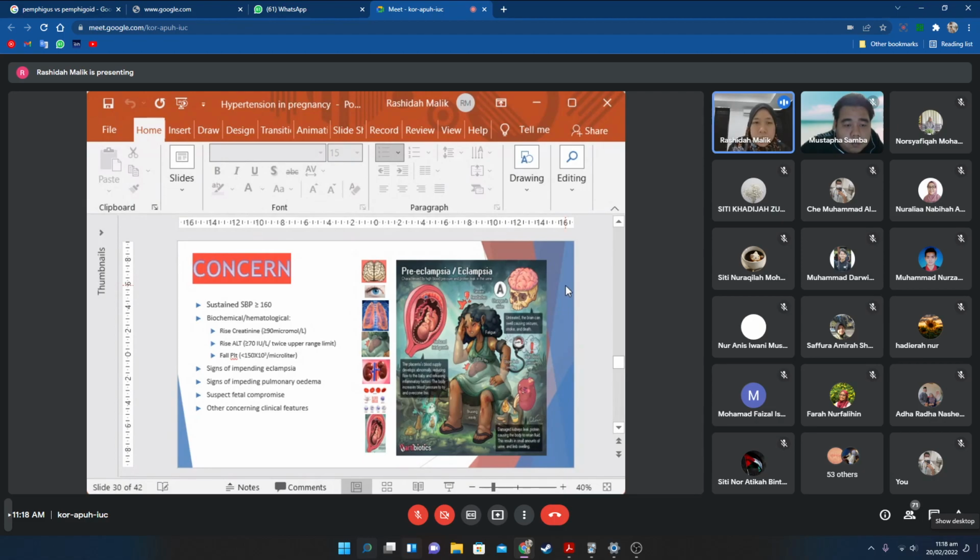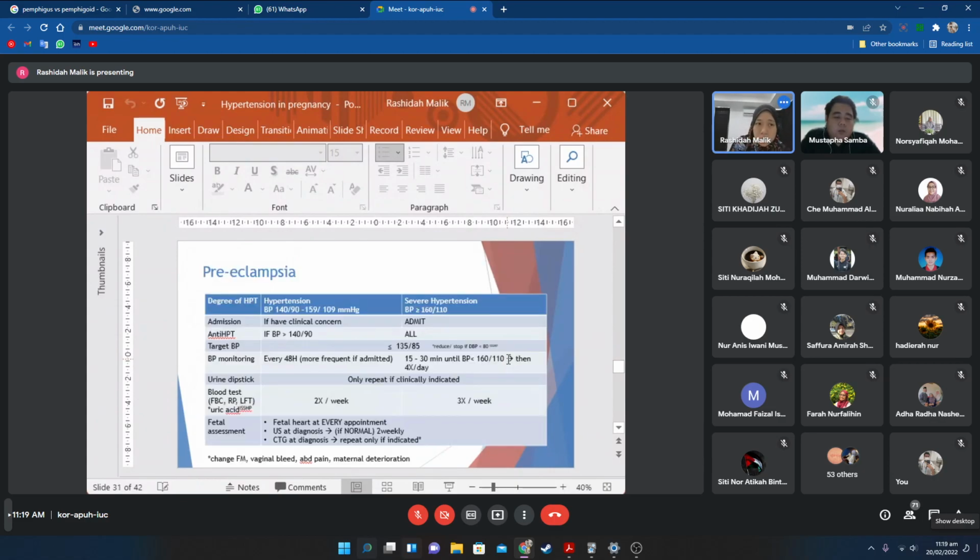Of course, if the BP is high, that is severe hypertension, biochemical or hematological abnormalities, signs of impending eclampsia, as mentioned just now. Here, the concerns include signs of impending pulmonary edema, that is why I put the lungs as well, suspected fetal compromise, and other clinical concerns. So if you have a clinical concern with a patient with preeclampsia, you will need to admit the patient and manage accordingly. Again, preeclampsia is also divided; severe when the BP is 160 over 110 or more. So we admit, and all will need to be started on antihypertensive.